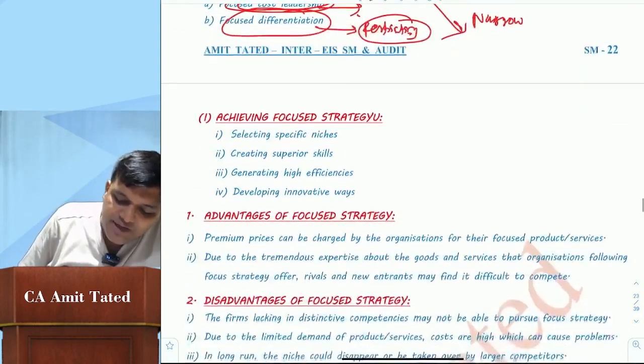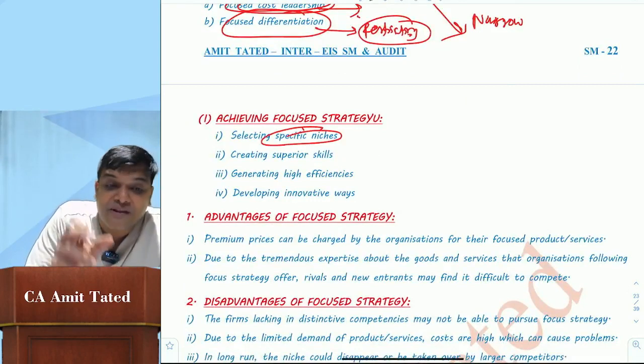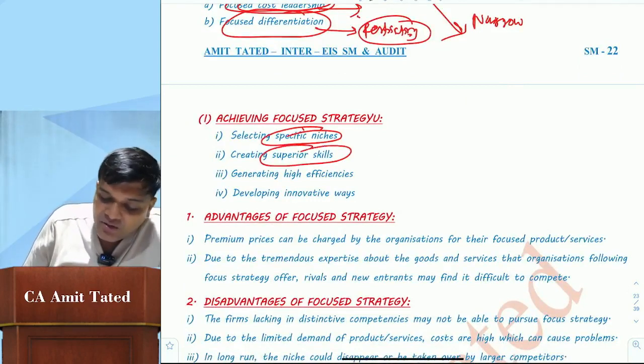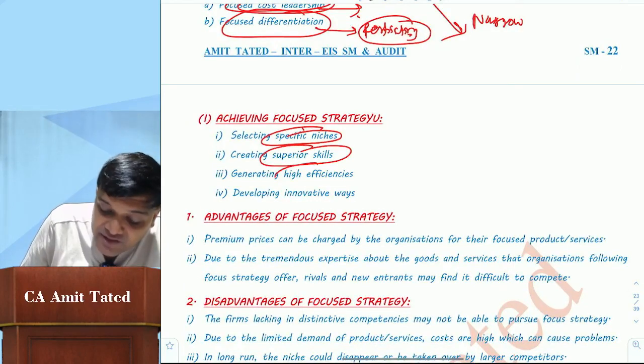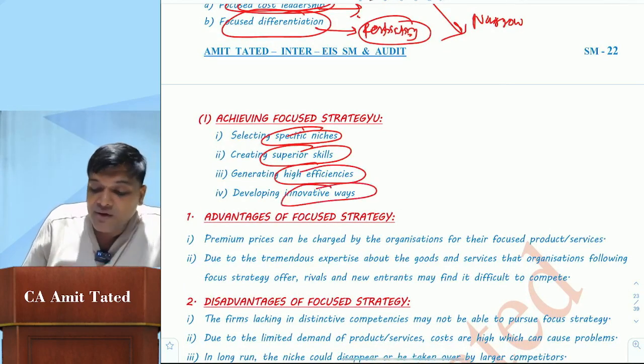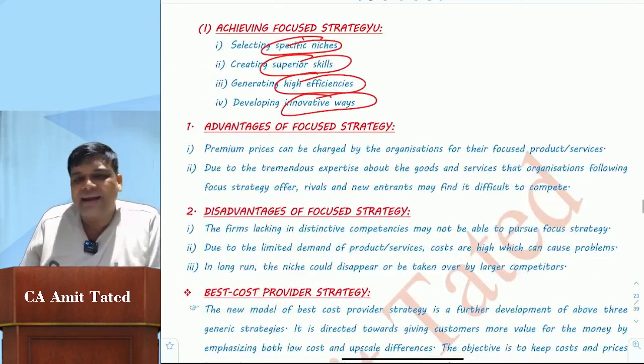Achieving a focus strategy, you need to understand a specific niche. Niche means a specific market. You have to understand whether it is a narrow market. Superior skills should be there, something different should be there, high efficiencies so the cost can be focused on, innovative ways should be there, and advantages are there.